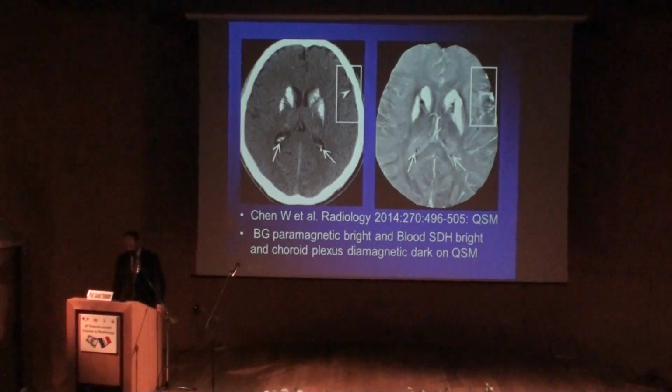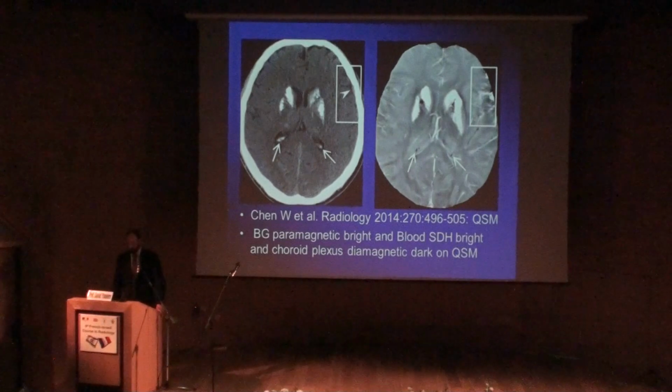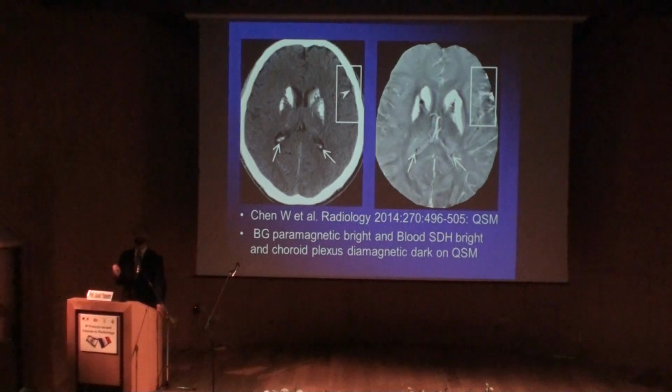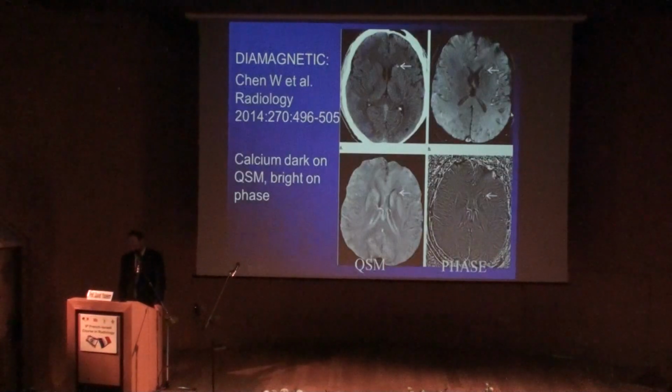This gets a little bit confusing because what they say is that the choroid plexus here is diamagnetic and dark on the QSM scan because it's calcification. However, what you see in the basal ganglia is really not calcification, it's more ferrocalcinosis, where you have iron and calcification, which accounts for why it is going to be bright on the QSM. Just as this subdural hematoma here, which is outlined on the CT scan, is bright. So this is the rationale for why on the QSM, what's dark is going to be calcification, whereas what's bright is going to be iron content.